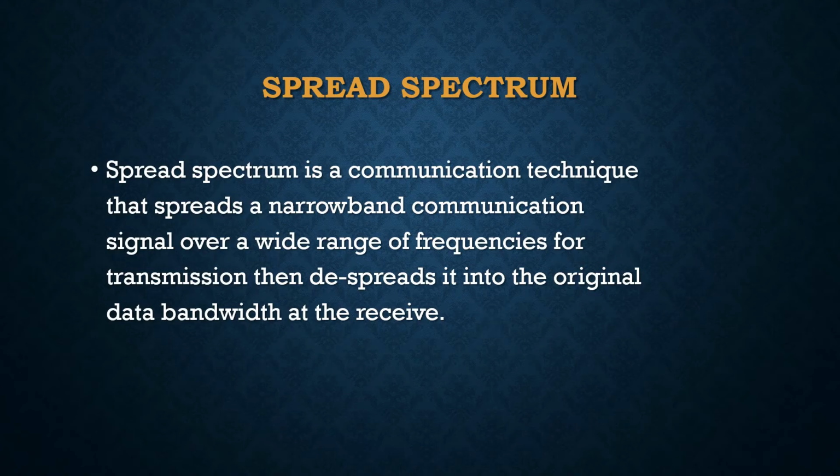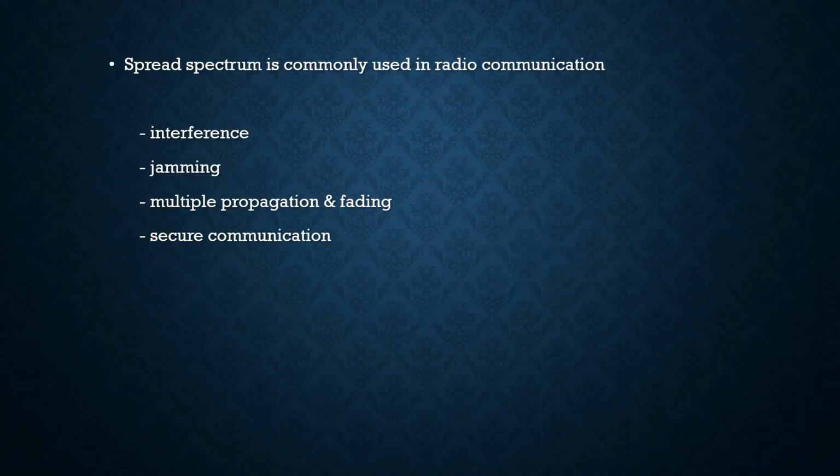Today I am explaining a video about one of the specific communication techniques, DSSS, Direct Sequence Spread Spectrum. First of all, let's see what spread spectrum is. Spread spectrum is a communication technique that spreads a narrowband communication signal over a wide range of frequencies for transmission, then dissipates it into the original data bandwidth at the receiver.